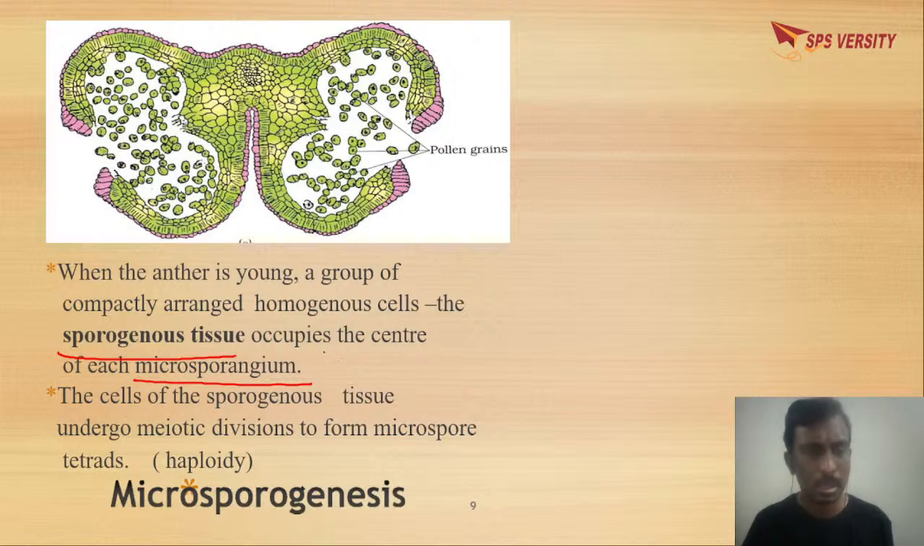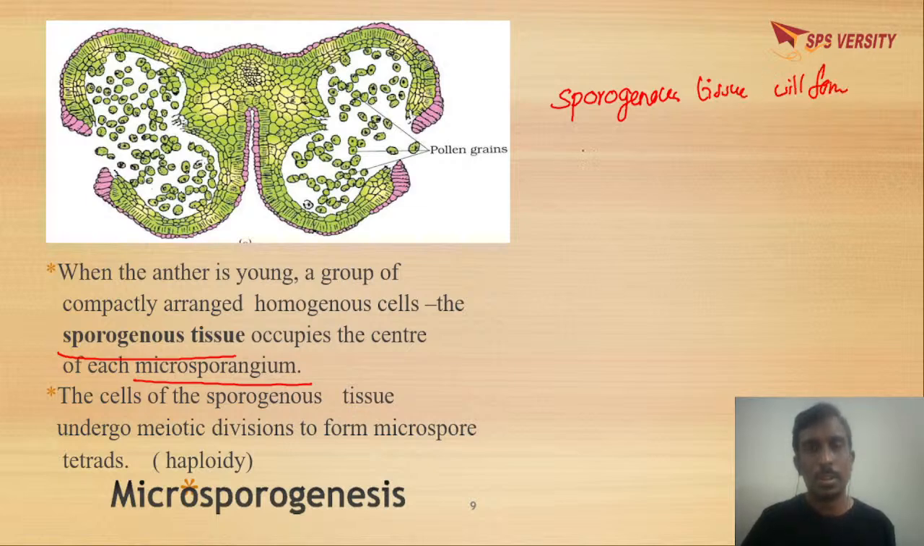So what does this sporogenous tissue do? This sporogenous tissue will form the microspore mother cells, which are diploid. They have 2 sets of chromosomes.